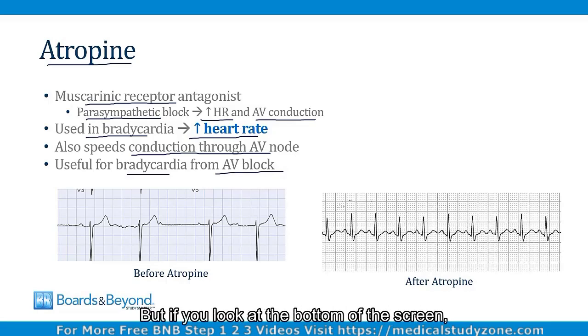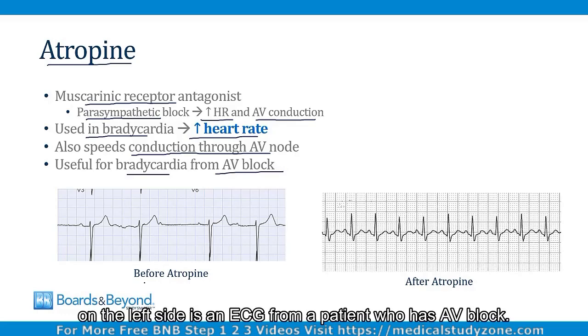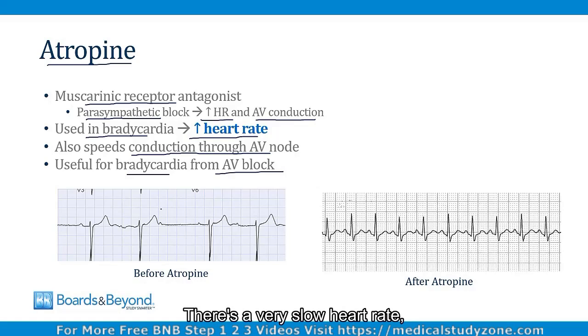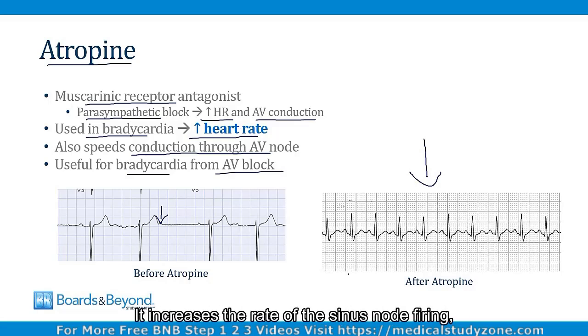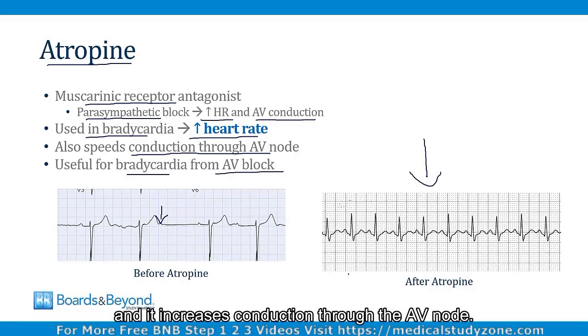But if you look at the bottom of the screen, on the left side is an ECG from a patient who has AV block. There's a very slow heart rate, and this P wave right here is not conducted. After you administer atropine, a patient like this will have their heart rate speed up and the AV block will go away, and that's all because of the effects of atropine. It increases the rate of the sinus node firing, and it increases conduction through the AV node.